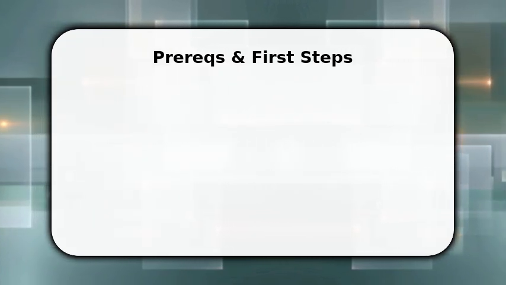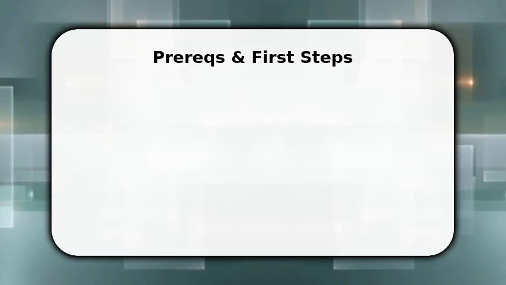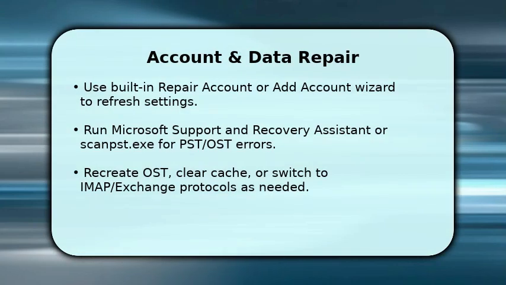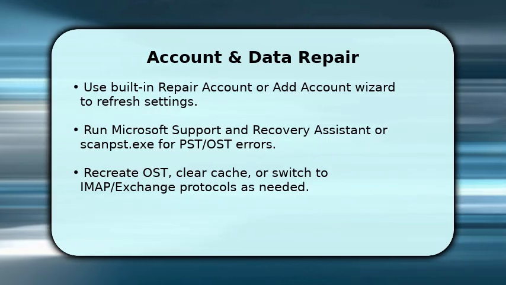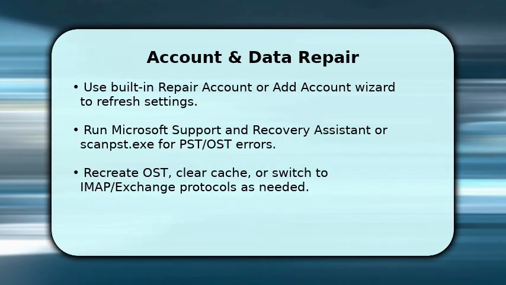Now you'll address account level and mailbox data faults. Start with Outlook's repair account or remove and re-add the profile. This refreshes Autodiscover and server endpoints. If local data is suspect, run SCANPST.EXE for PSTs or use the Support and Recovery Assistant to detect configuration faults. Once scans finish, recreate the offline OST file or clear cached mode so Outlook rebuilds indexes.